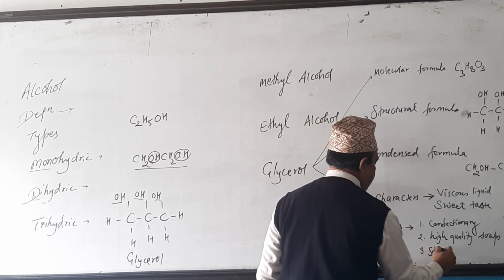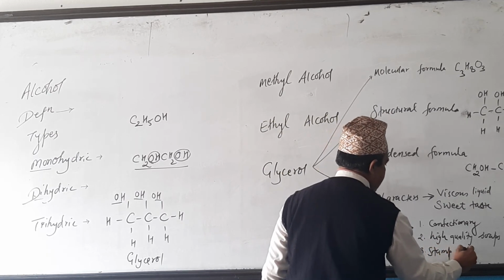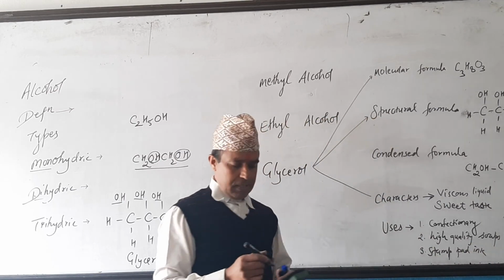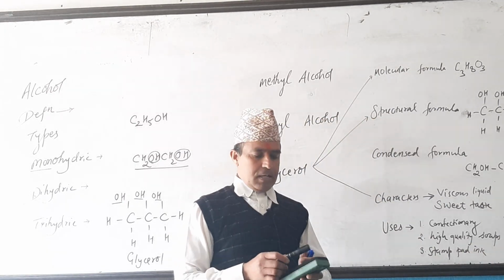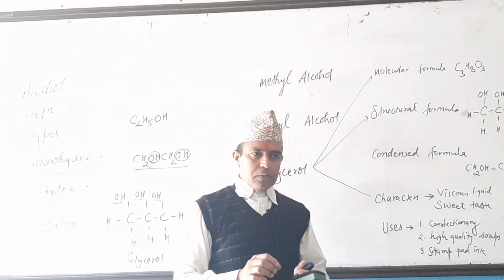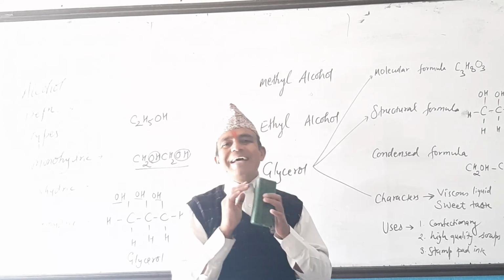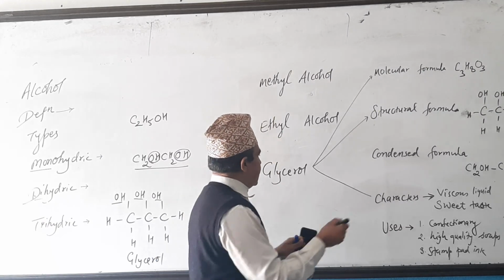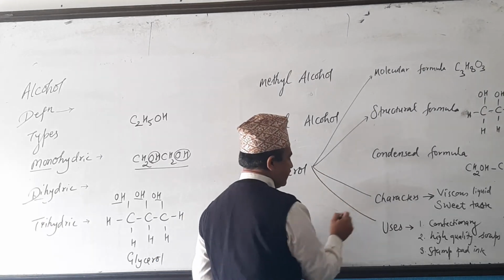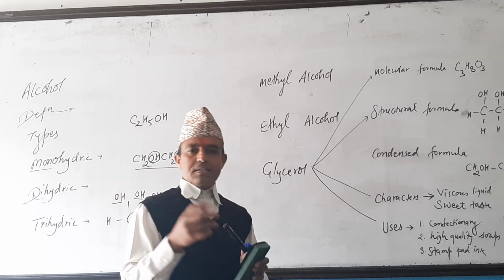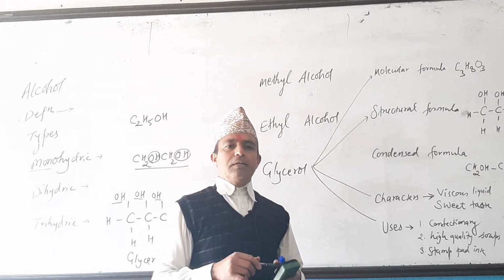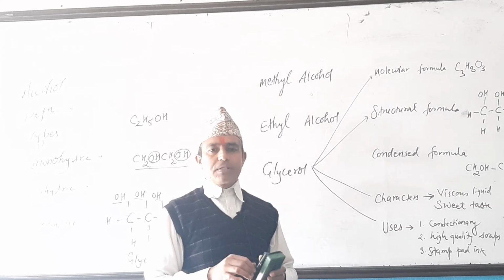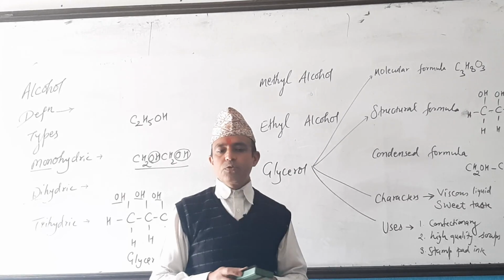And it is also used for making stamp pad ink. Stamp pad ink. Okay, and those watch mechanics, they use glycerin as a lubricant, because the watch contains those small parts which are always moving. To reduce the friction, glycerin can be used as lubricant in watches.